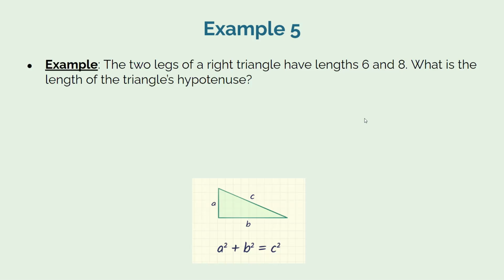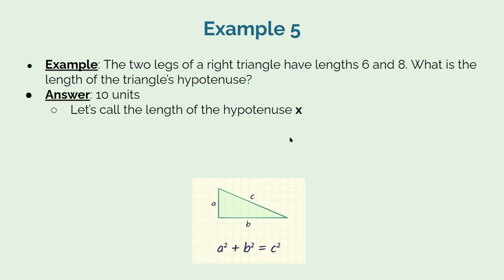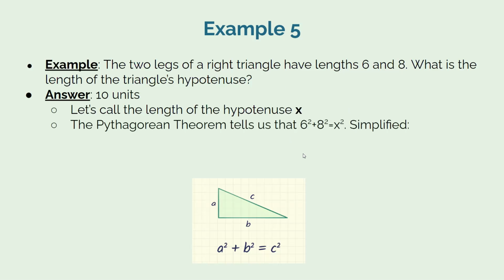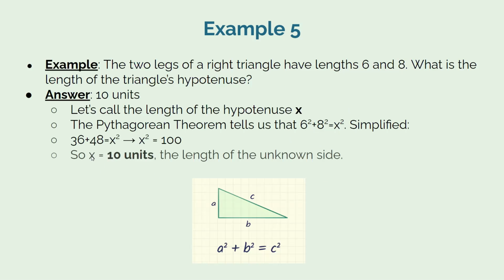All right, so it looks like most of you got the correct answer. So the answer is 10. We know that the legs of the right triangle are 6 and 8. So we know that A is 6 and B is 8, or you could switch those, because it really doesn't matter. So 6 squared plus 8 squared would be C squared or X squared. Simplified, that would just be 100 is equal to X squared. So in that case, X would be 10.